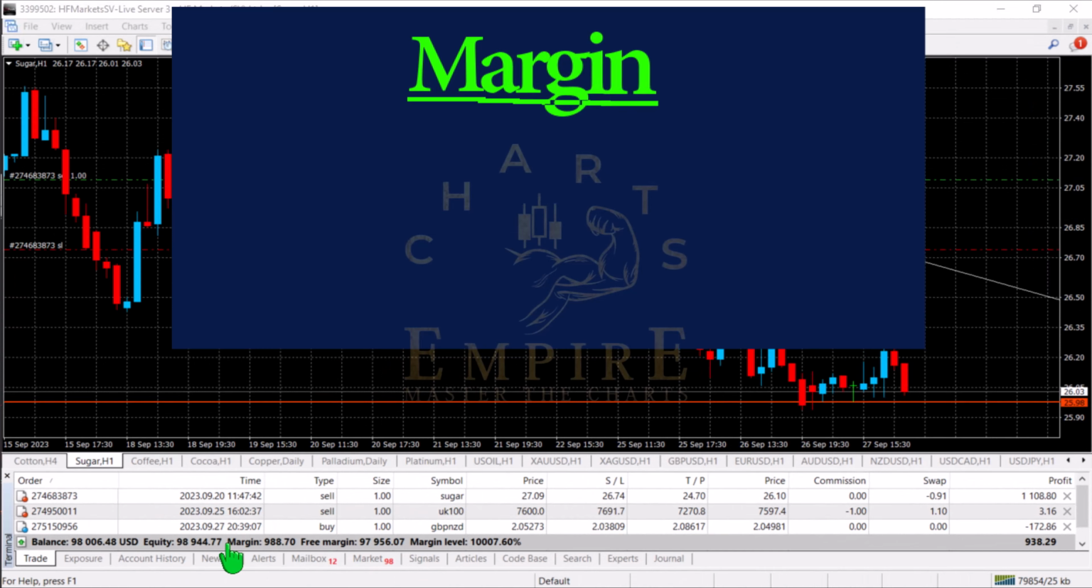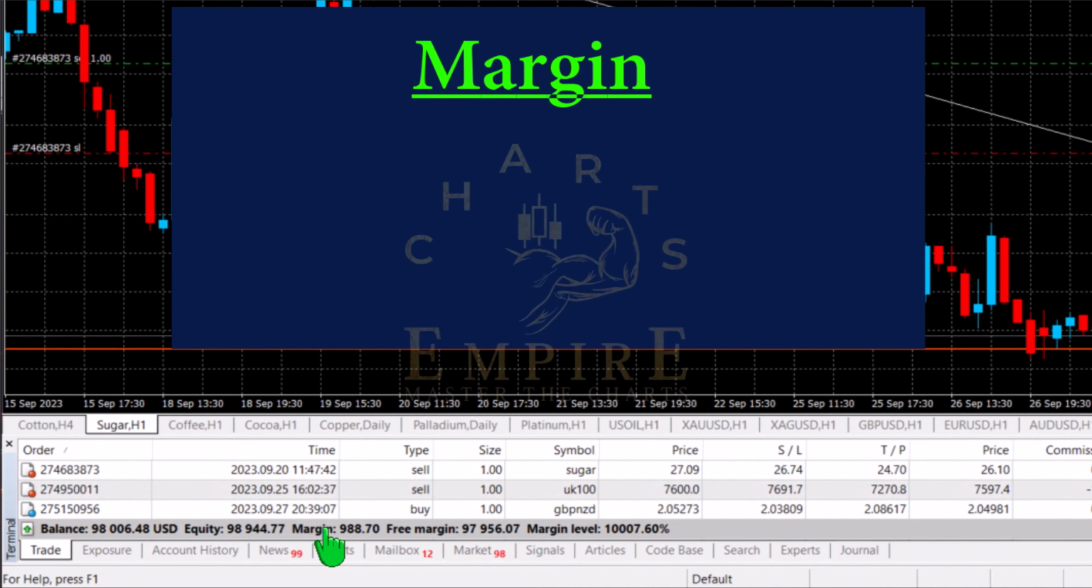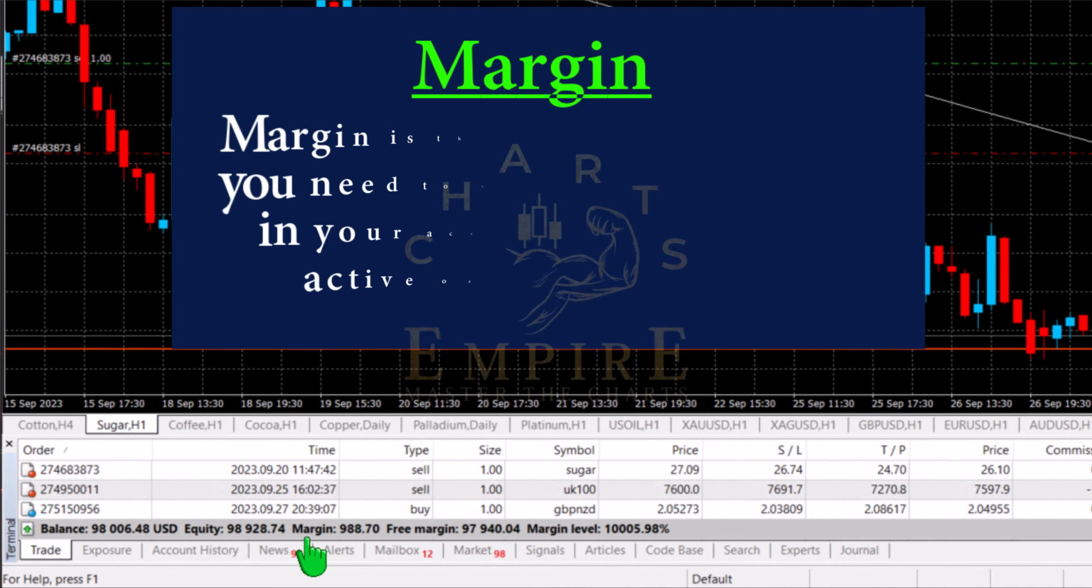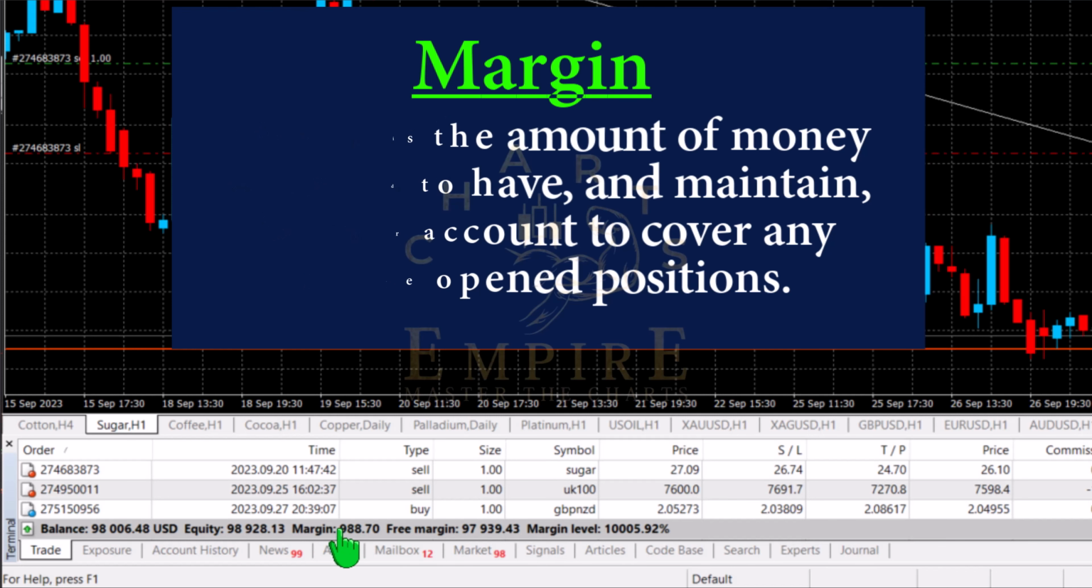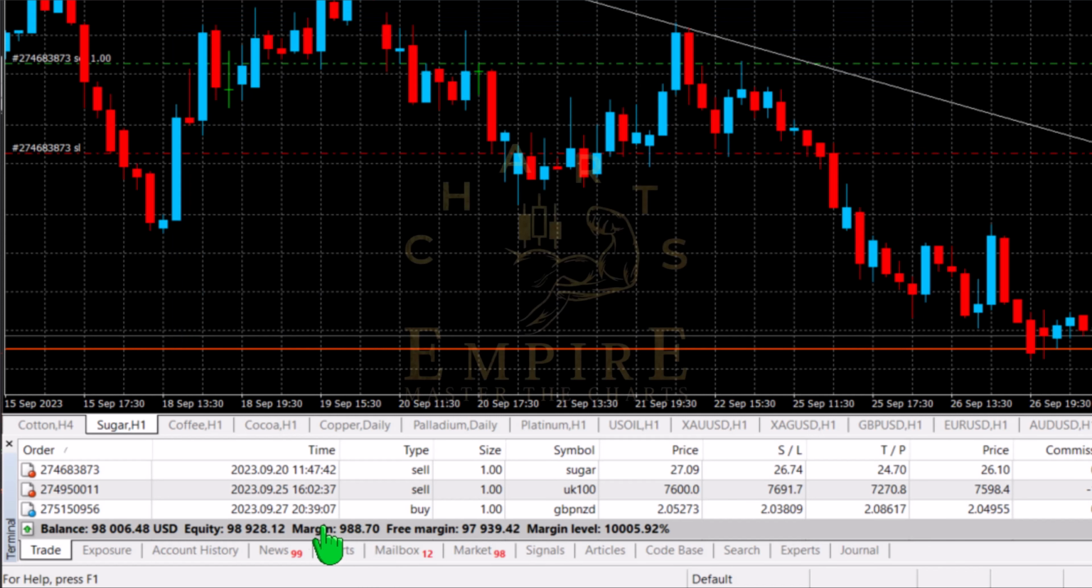3. What does the margin on your trading account terminal mean? Margin is the amount of money you need to have and maintain in your account to cover any active open positions. Margin can also be perceived as a commitment. When trading, you are only required to provide a small amount of capital to open and maintain a new position. This capital is known as the margin.